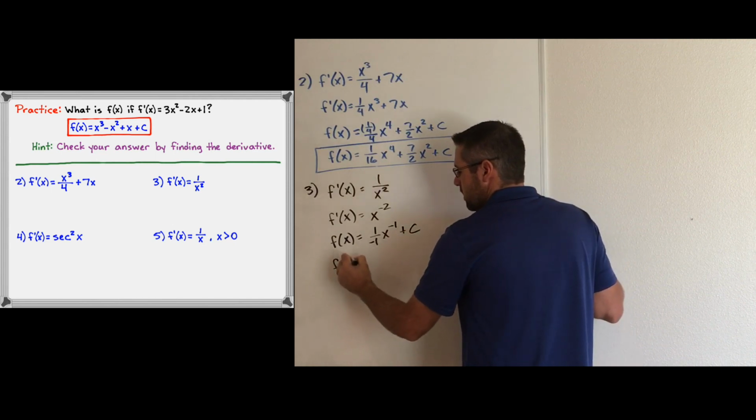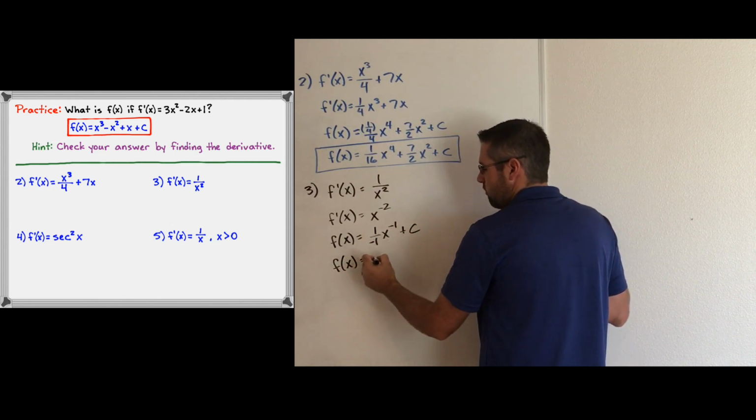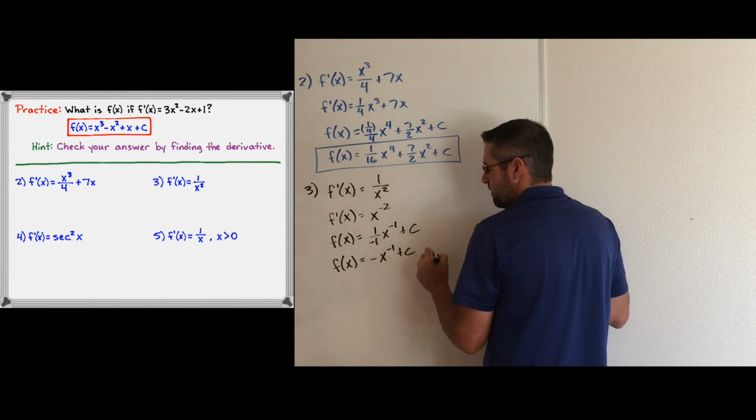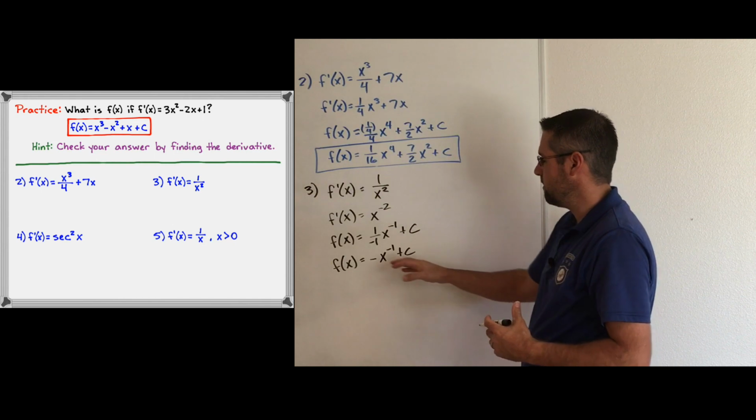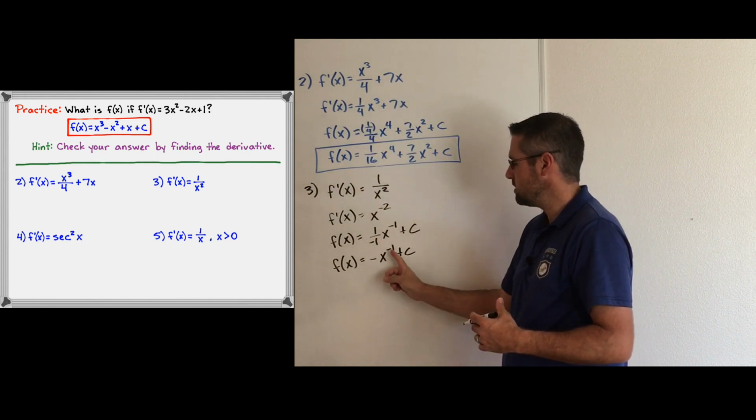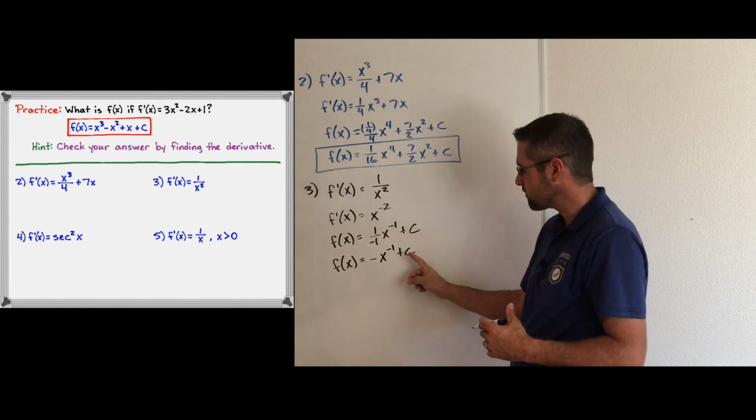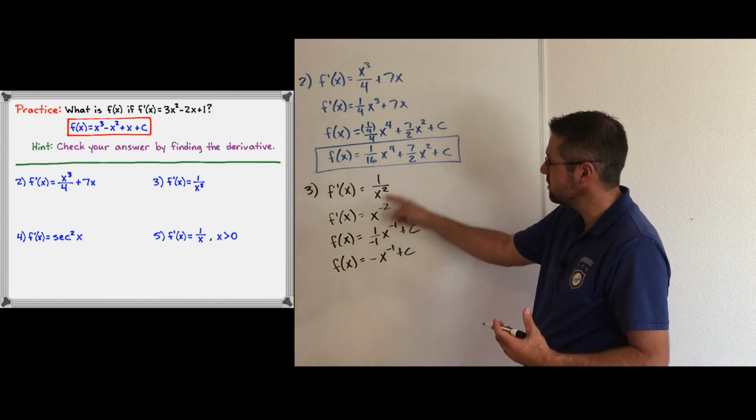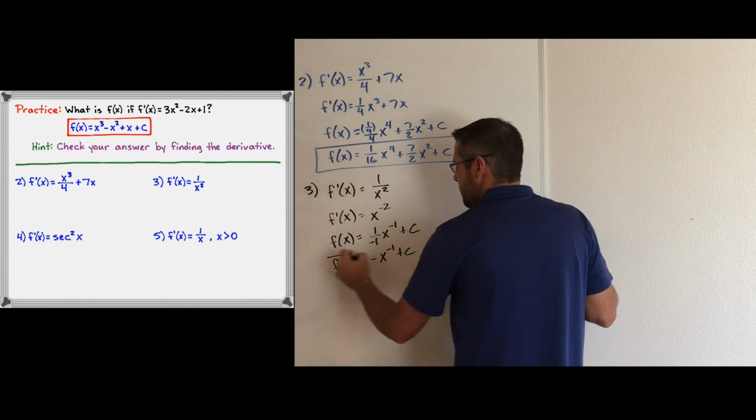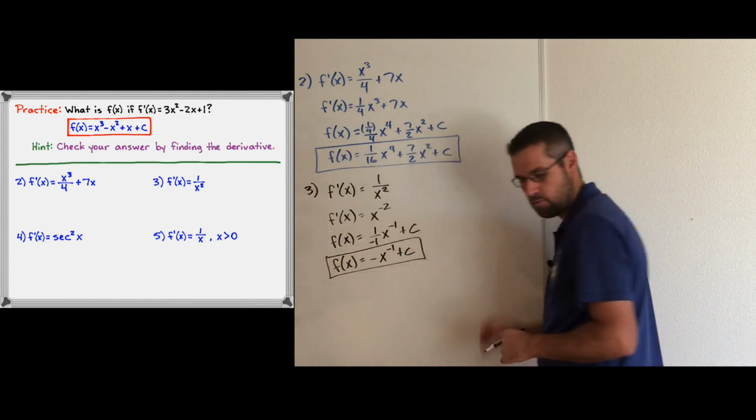So the result ends up being 1 divided by negative 1 is negative 1, and then x to the negative first plus c. Again, if I take that derivative to check to make sure I'm right, I multiply that, I end up with a positive 1, x to the negative second, plus 0, which is exactly this, which is equivalent to that. So that is my answer for number 3.